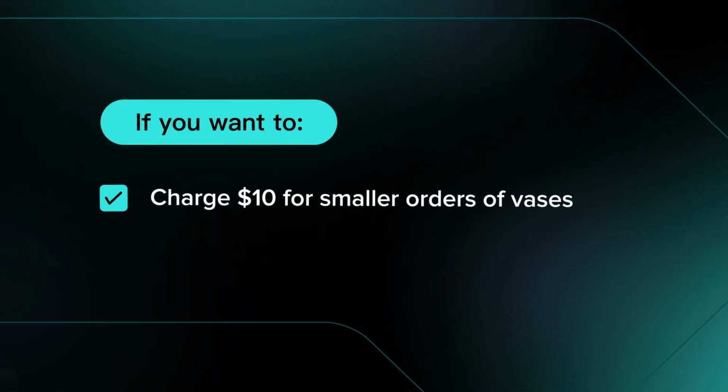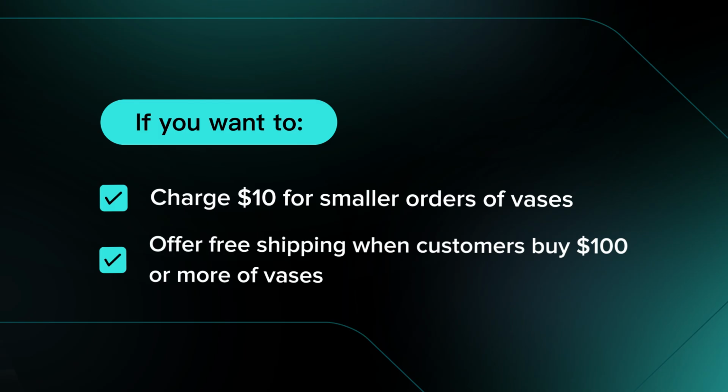If your objective is to charge a $10 standard shipping fee for smaller orders, but offer free shipping when customers spend $100 or more on vases, setting up custom shipping is the way to go. To start, we'll set up a custom shipping profile, so the free shipping rule applies only to vases, without affecting the rest of the products in your store.